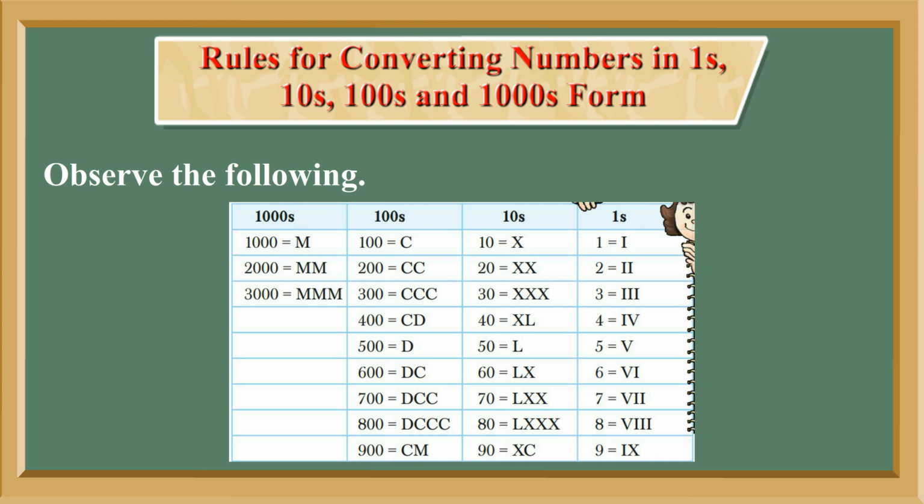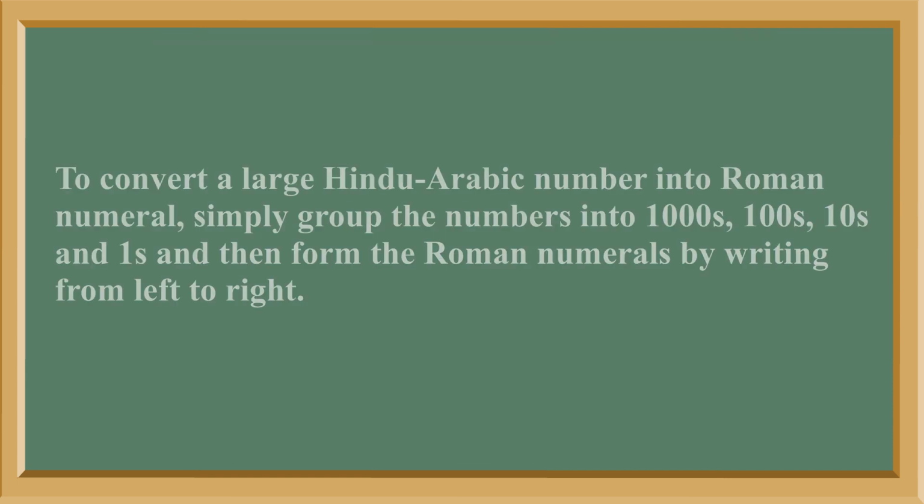Ones. 1 is equal to I. 2 is equal to II. 3 is equal to III. 4 is equal to IV. 5 is equal to V. 6 is equal to VI. 7 is equal to VII. 8 is equal to VIII. 9 is equal to IX.